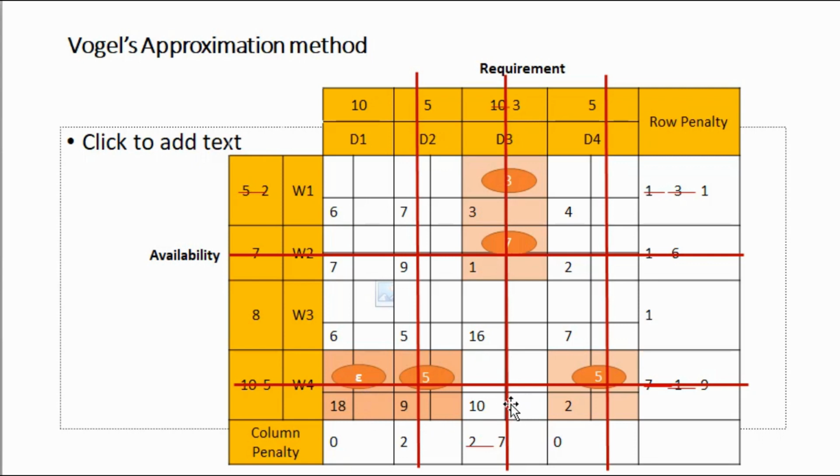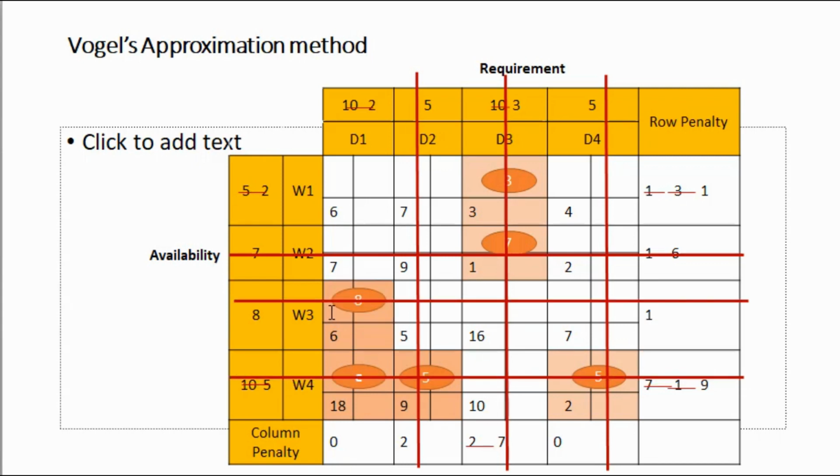Now once again we go for calculation of the penalties and start allotting for the next row or the next column, that is W3 to D1. If you look at it, the availability is 8 units and you have the requirement of 10 units. Therefore 8 units can be transported from W3 to D1. Thus the availability at W3 is satisfied, so we are going to cancel that particular W3 row, and we are now left with only one particular cell, that is W1 to D1 with only 2 units. So we are going to transfer from W1 to D1 2 units.